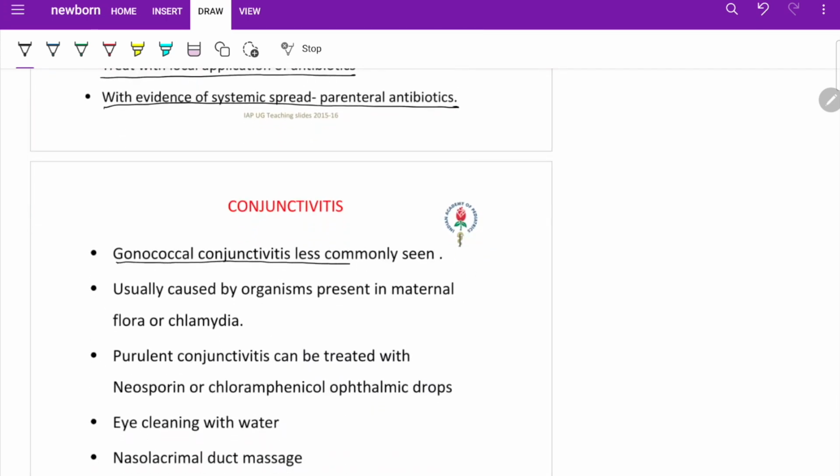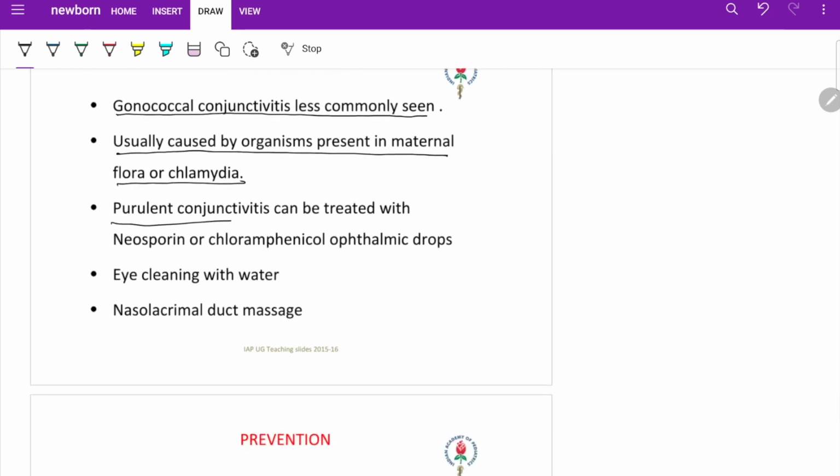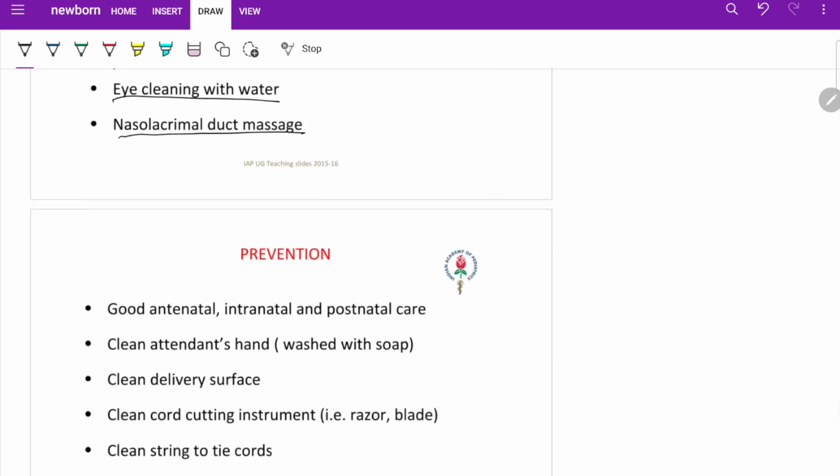Conjunctivitis: gonococcal conjunctivitis is less commonly seen. It is usually caused by organisms present in the maternal flora and chlamydia. Purulent conjunctivitis can be treated with neosporin or chloramphenicol or ophthalmic drugs. Eye cleaning with water is necessary. Nasolacrimal duct massage should be done.